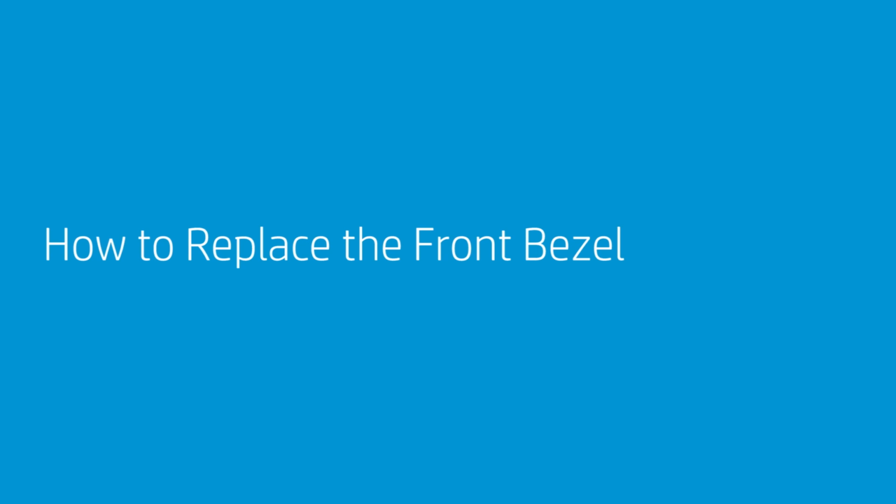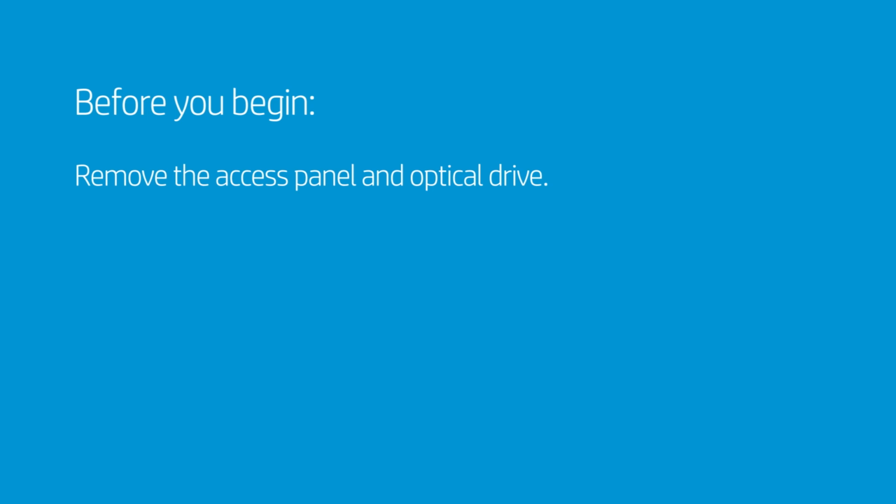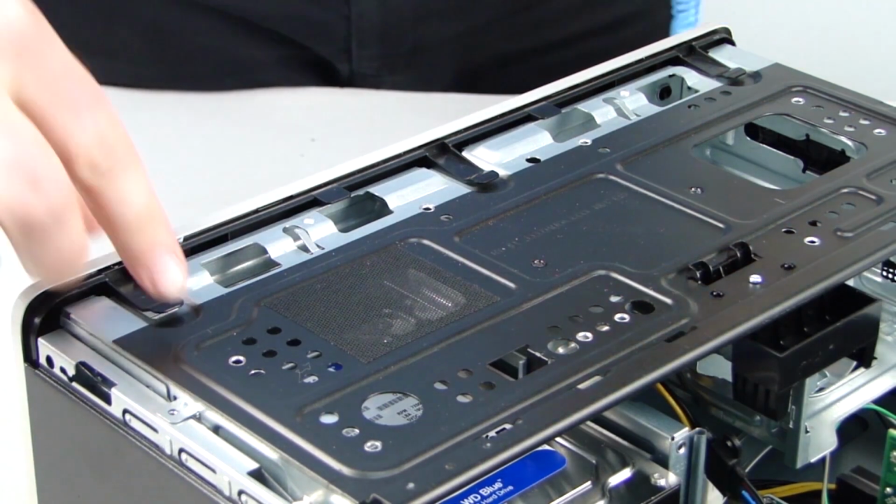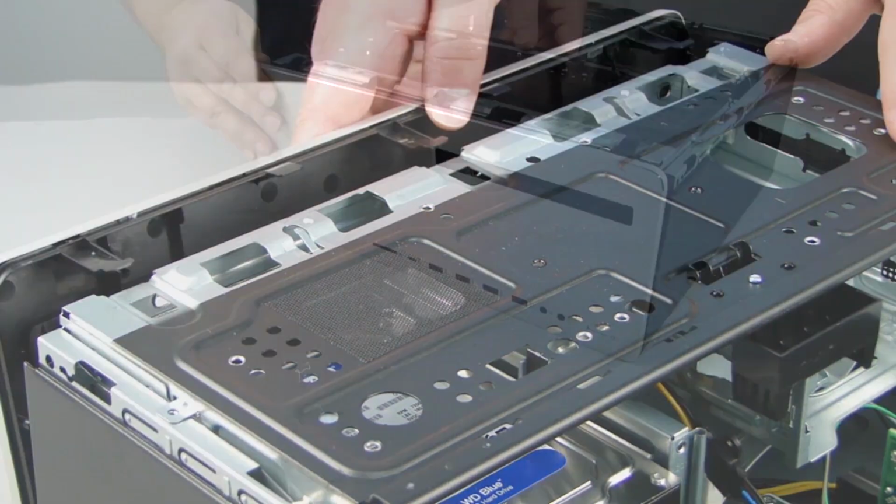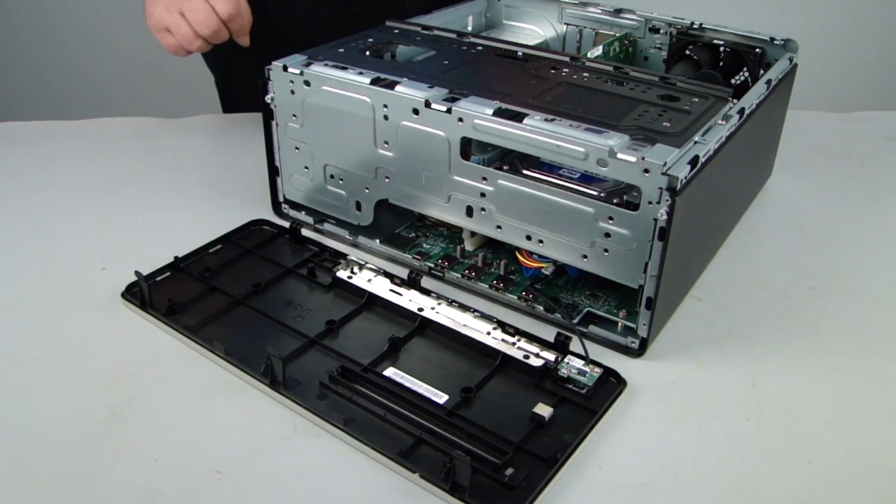How to replace the front bezel. Before you begin, remove the access panel and optical drive. Removal. Pull up on the 3 tabs on the front bezel and rotate the bezel away from the chassis.